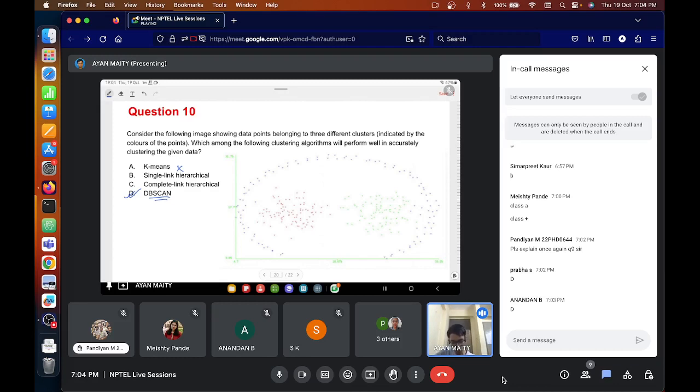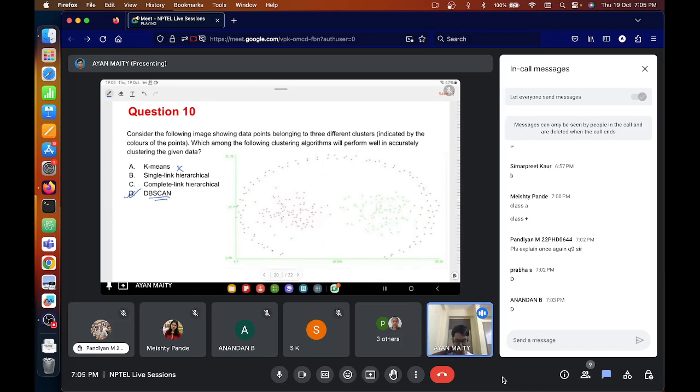For single link, it would be difficult to find the exact clustering structure here, because, for example, this data point and this data point are very close to each other. It would simply merge the two data points into one cluster, though the points belong to two different clusters. Same thing might happen here. These 2 points belong to two different clusters, but because of the complete link hierarchical algorithm, it would merge these 2 points into one single cluster, which would be wrong in this case.